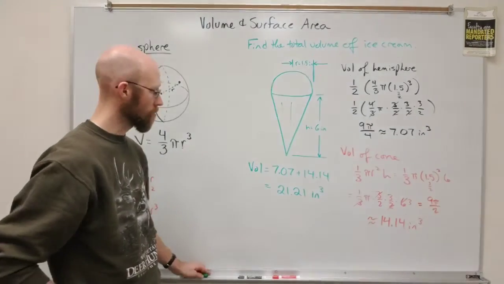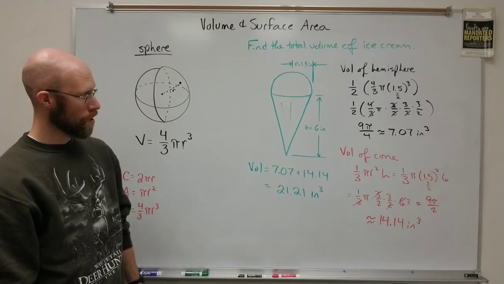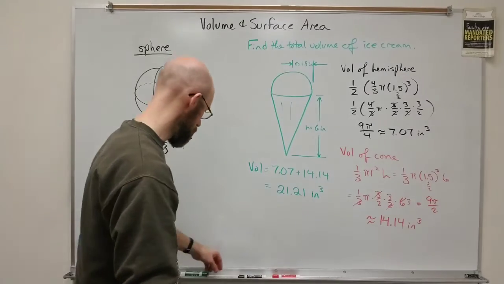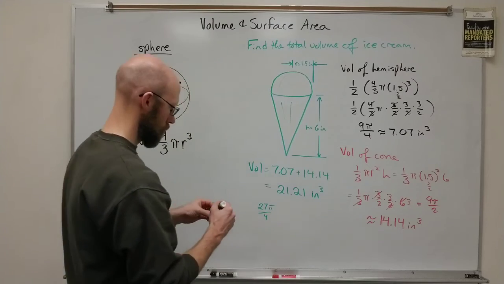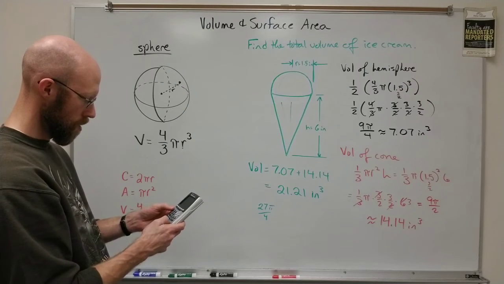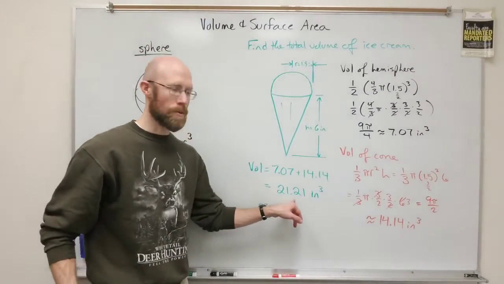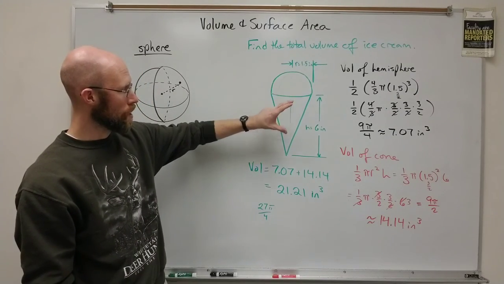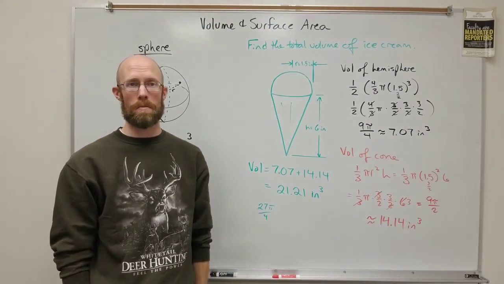If you want to do this in exact form, you could do 9 pi over 4 plus 9 pi over 2, which is 18 pi over 4, so 27 pi over 4, I believe, in exact form. 27 pi over 4, let me just double check on that, should be 21.21. 27 pi over 4 is 21.21, there it is. So that's pretty cool. Anyway, there's our total volume, and again, it's just adding half of a sphere's volume plus the cone's volume to get the total volume of ice cream that's present.